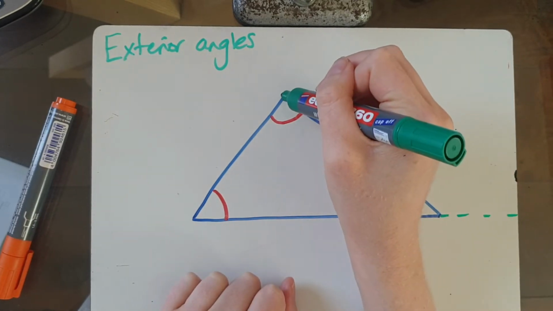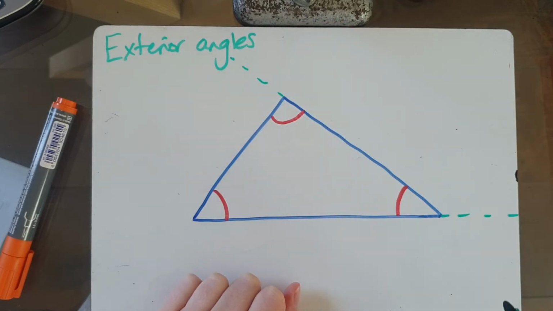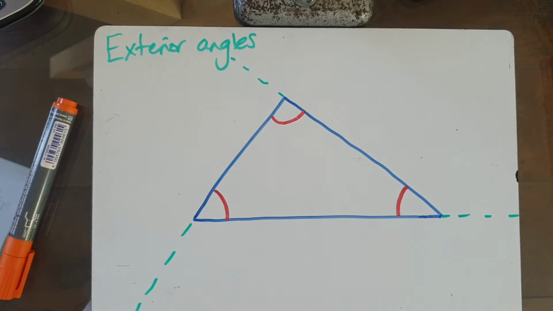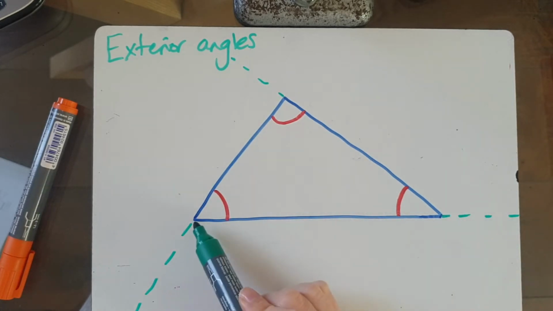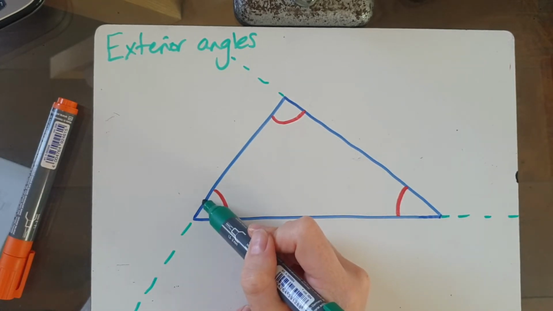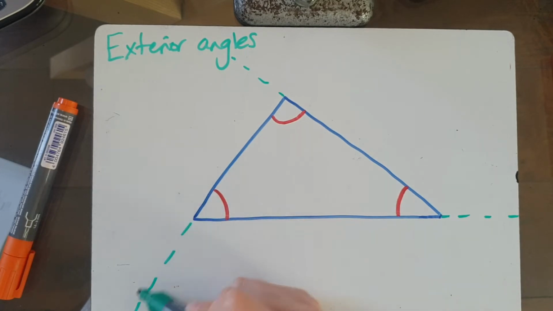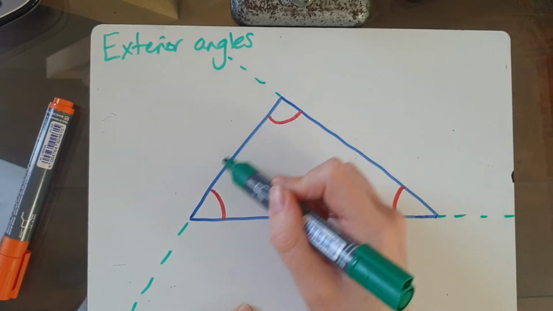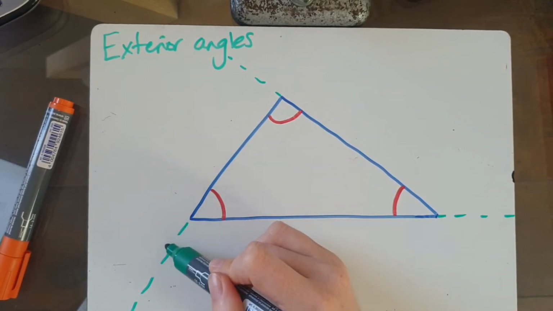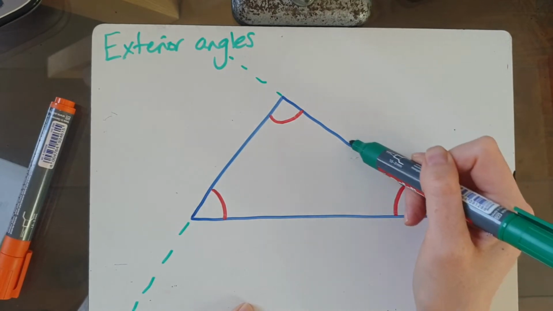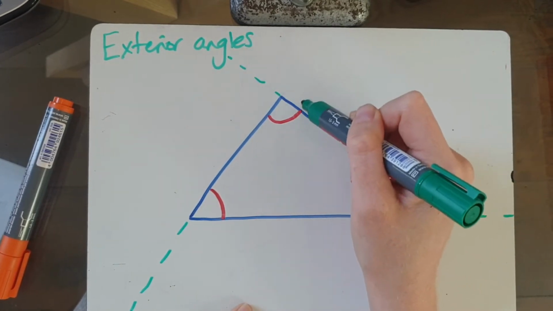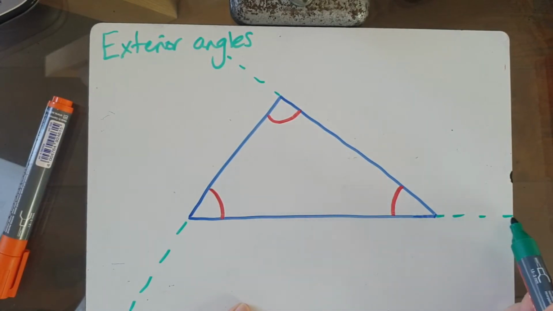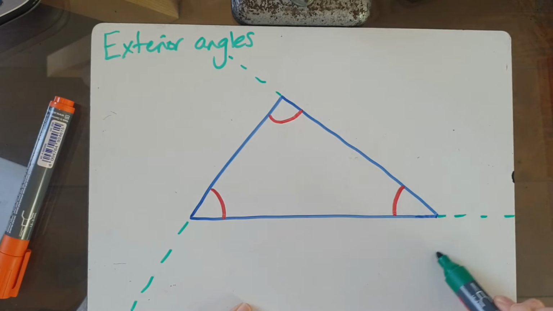I'm going to extend this side out like this. And I'm going to extend this side out like this. Now if we have a look where I've extended these sides, there will always be a side to this line that makes 180 degrees because we've just extended a straight line. So there is going to be 180 degrees. If I extend this side into a straight line, that's going to be 180 degrees. And where I've extended this side into a straight line, this is going to be 180 degrees.